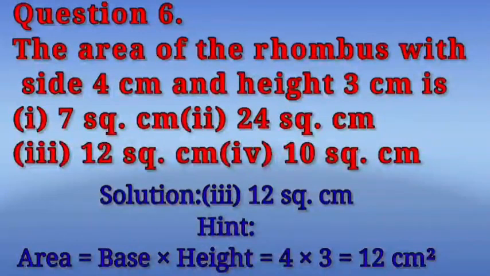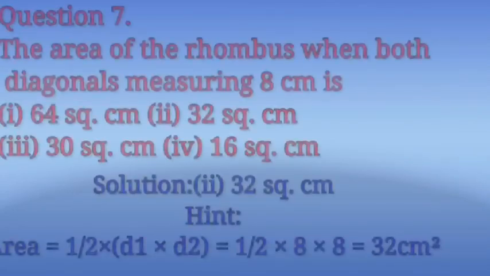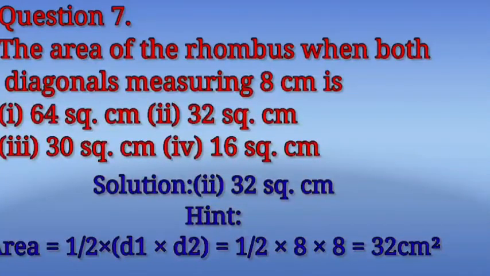Question 6. The area of the rhombus with side 4 cm and height 3 cm is 12 square centimeter. Option 3 is the answer. Question 7. The area of the rhombus when both diagonals measuring 8 cm is 32 square centimeter. Option 2 is the answer.